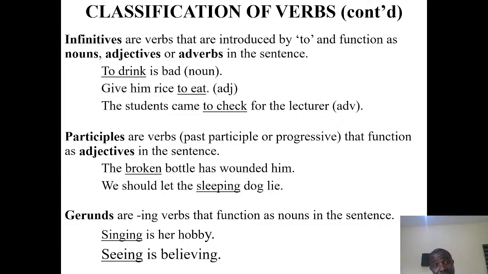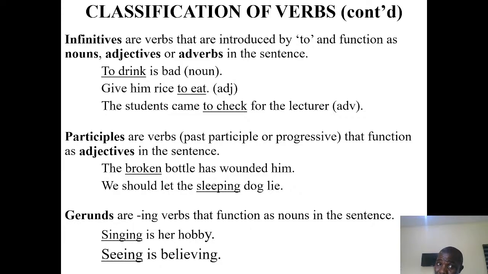The word drink is a verb. Eat is a verb. Check is a verb. But in the sentence, you see, they are introduced by "to." And in the sentence again, there is a main verb. The first one is the main verb. The second one, "Give him rice to eat": give is the main verb. The other one, "The student came to check for the lecturer": came is the main verb.